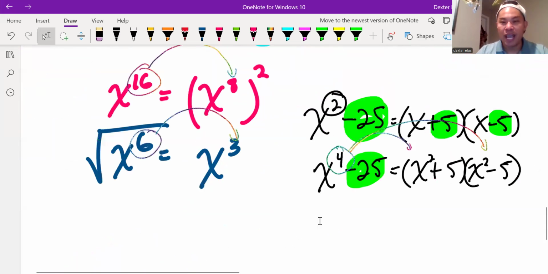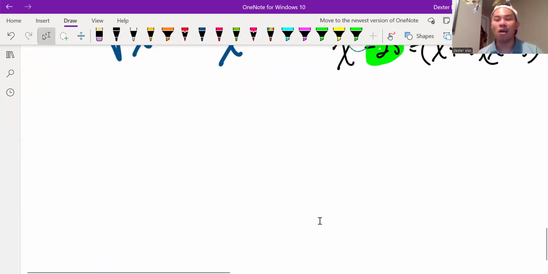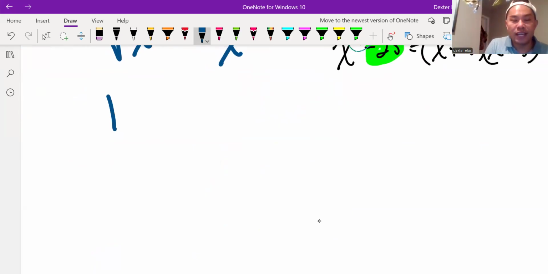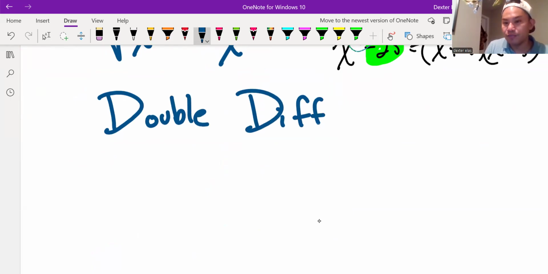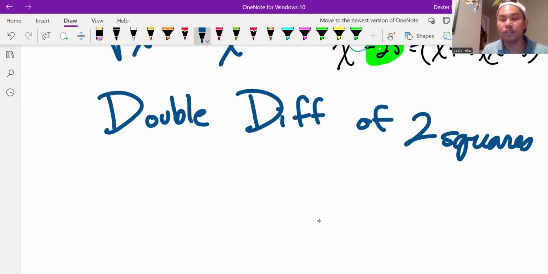Now I'm going to go into something that was not on this homework that I do need you to know, because on this test, it's 100% going to happen. On your notes, I want you to write down the double difference of two squares. The double difference of two squares. This is when it factors out into two binomials twice, and it is definitely possible.